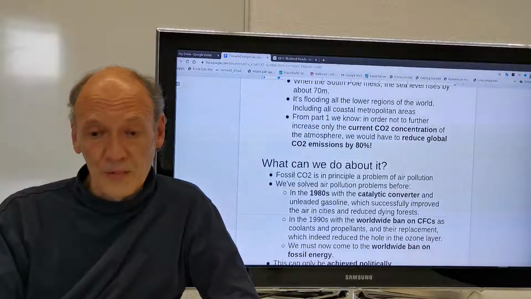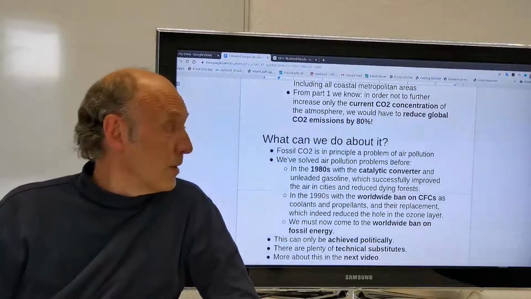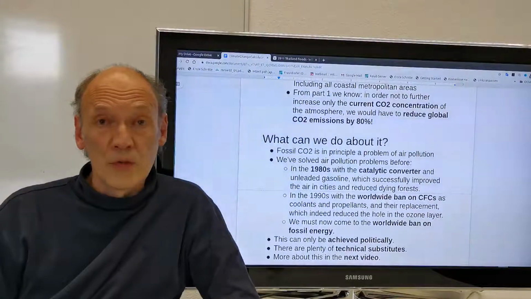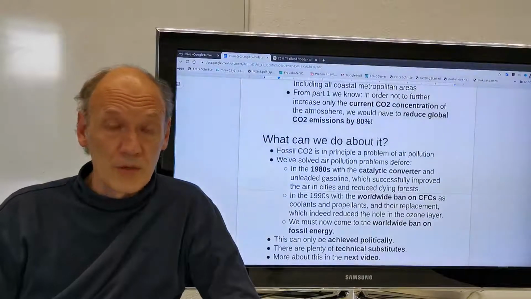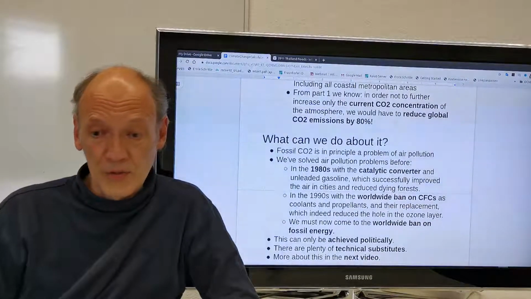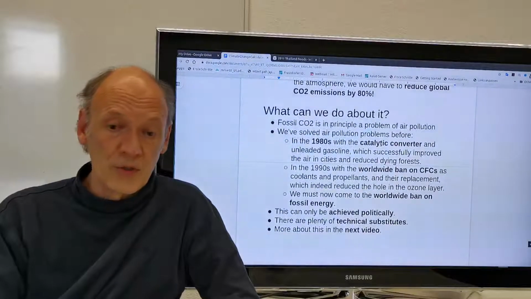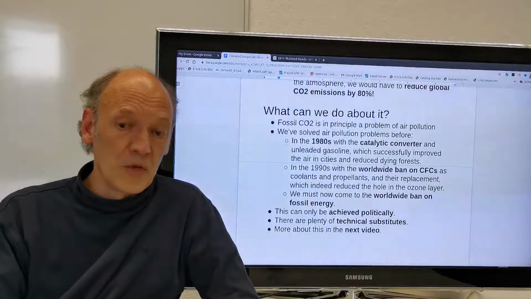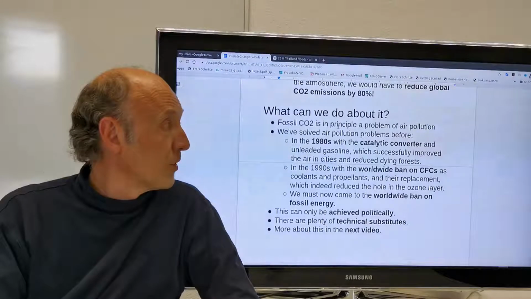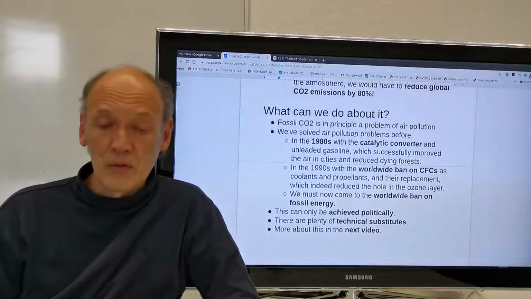Yeah, so that's actually quite tough. CO2 emissions by 80%. Currently, we don't even manage to do a decrease. Actually, the CO2 emissions are still increasing and not decreasing, let alone by 80%. Yeah, so what can we do? Well, basically, fossil CO2 is in principle a problem of air pollution, right? It's actually not that difficult.